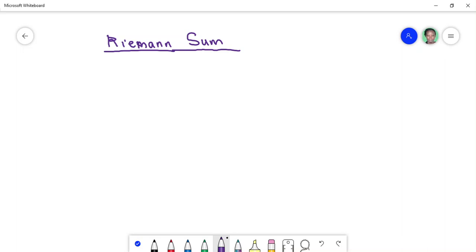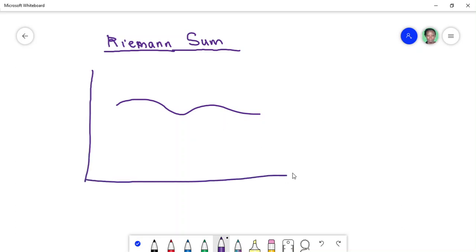Let's look at this curve. Let's say I have this curve. Okay, so you have a curve, and you are asked to find the area under this curve. So this is our x. Let's say this is our y, and we want to find the area under the curve here. So you ask yourself, how do I go about it?